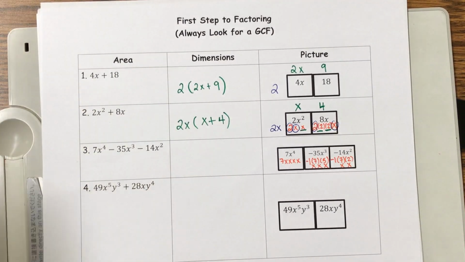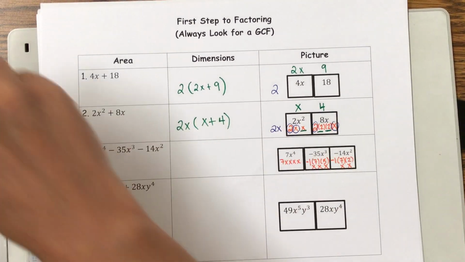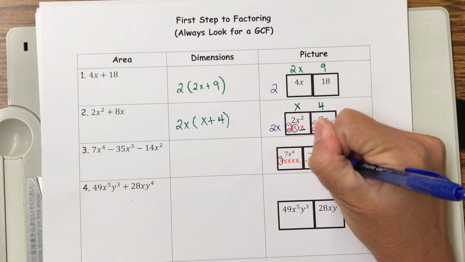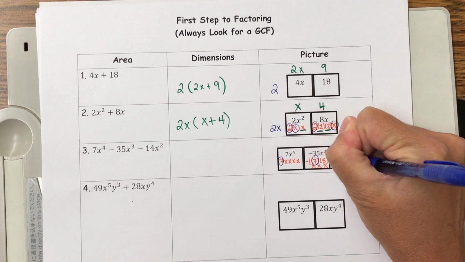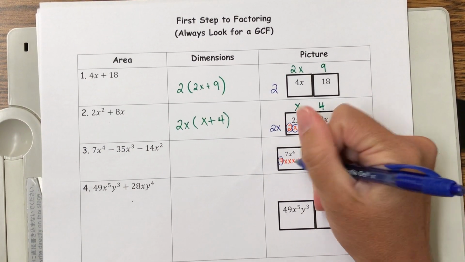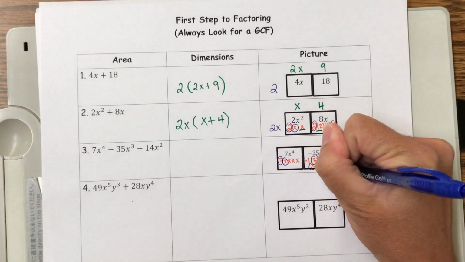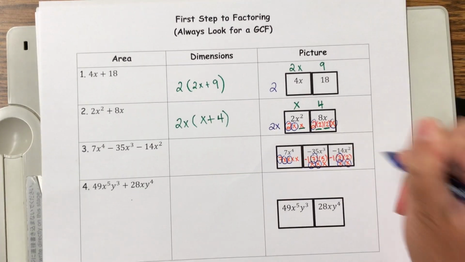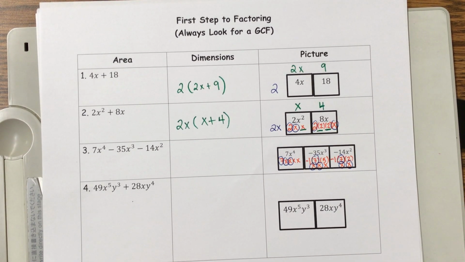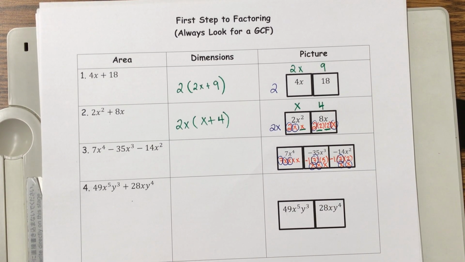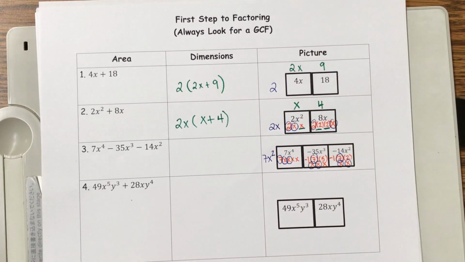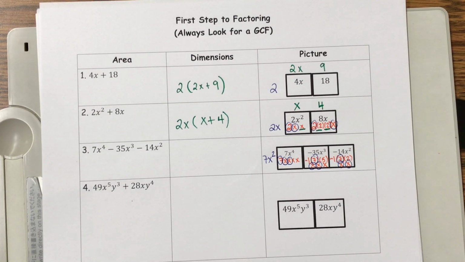So what do all of these have in common? Well, it appears that they all have the 7 in common. And it appears that they have an x and another x in common. So what is the GCF? The GCF is 7x squared.